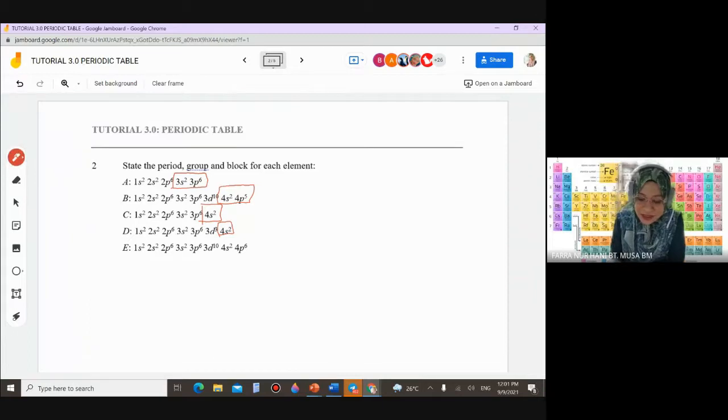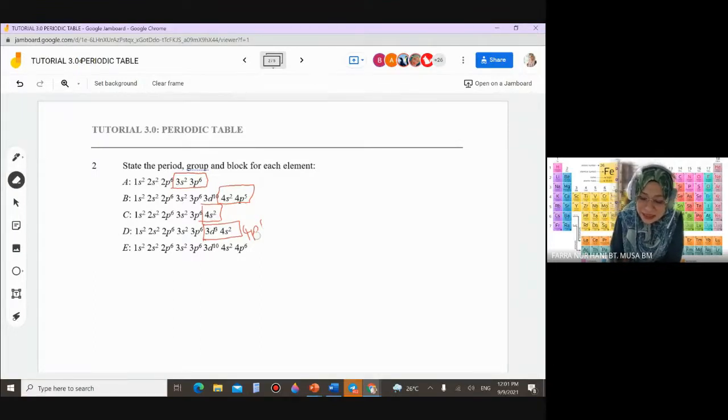Yang ni bila ada 3D tu be careful. Okay. Dia bukan 4S saja. Dengan 3D dia mesti 3D and 4S. Combination 3D and 4S. Sebab sekarang ni block D. Okay. Block D memang valence electron combination 3D and 4S. Macam mana awak nak kenal lah? Ada yang 4S saja, ada yang 3D and 4S. Selagi dia tak masuk 4P1 tu dia bukan block P lah.